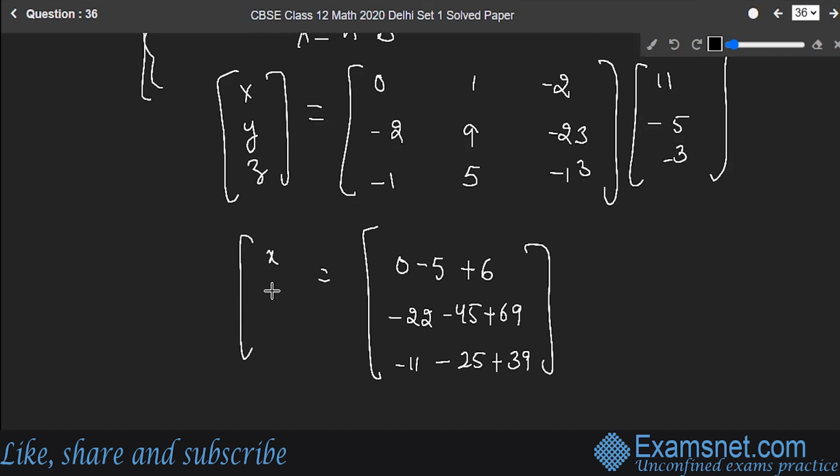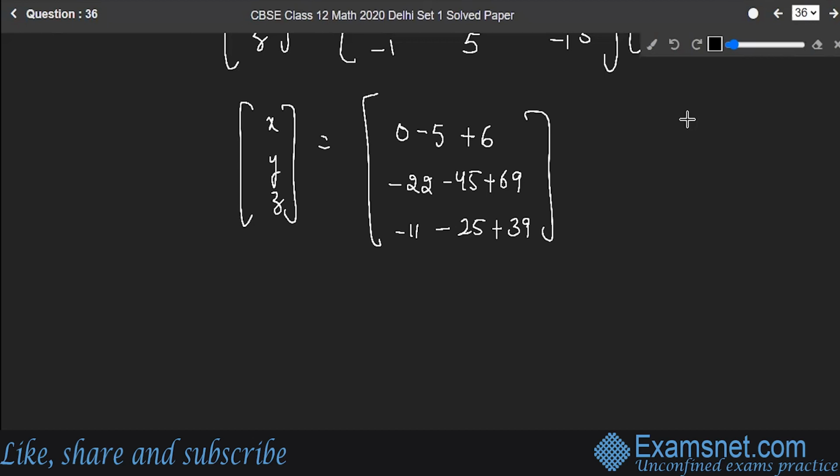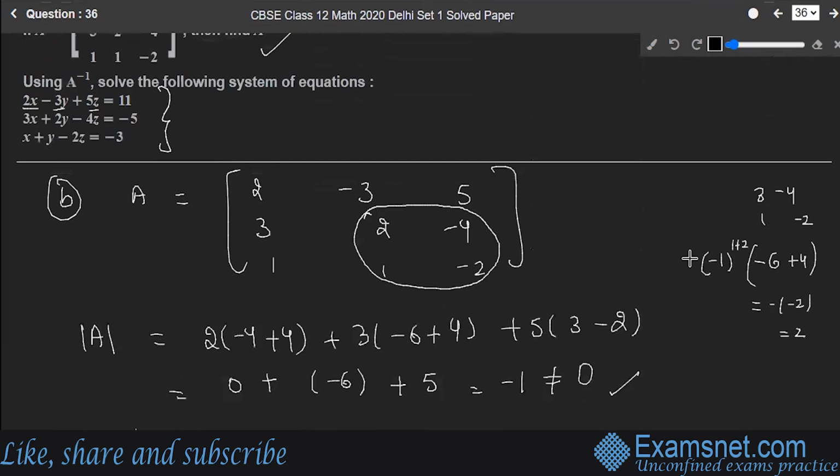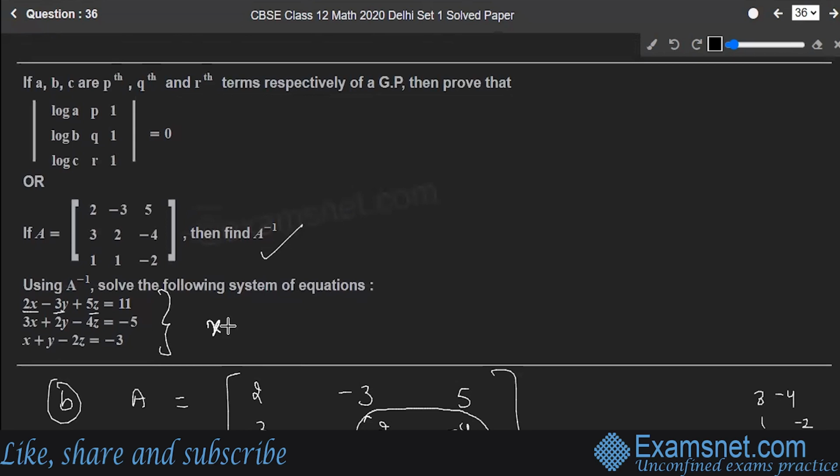This is XYZ, and that is 1, 2, and 3. So this gives you X is equal to 1, Y is equal to 2, and Z is equal to 3. So that's it. We got this answer as well. We had to find out A inverse. This we already found out. And using that same A inverse, X came out to be 1, Y came out to be 2, and Z came out to be 3.